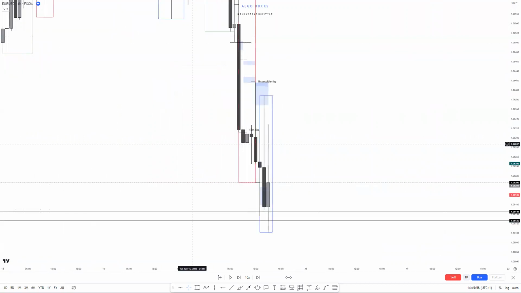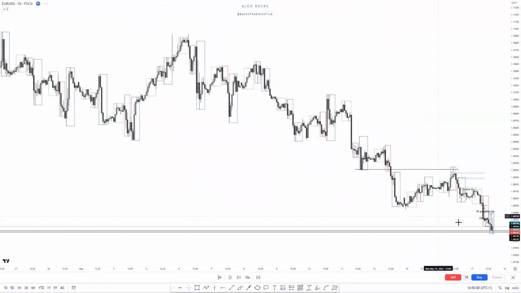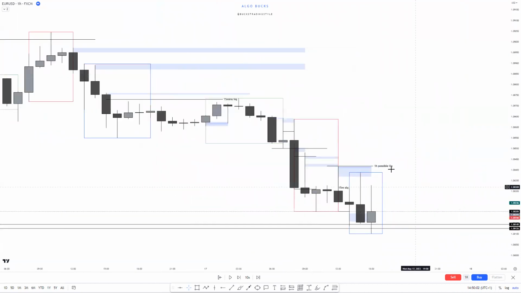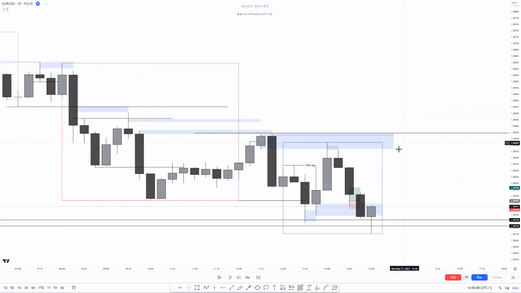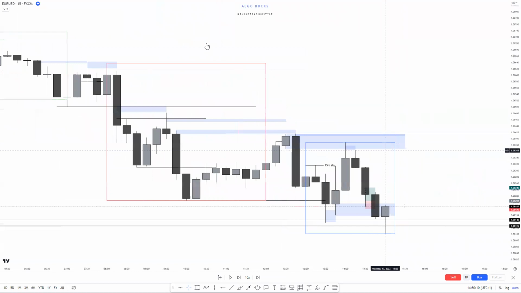Analyze H1. On the H1, we still got this 1 hour possible IOQ. On 15 minutes, 15 minutes external structures are all these. These are all external structures. So these POI tend to be valid.